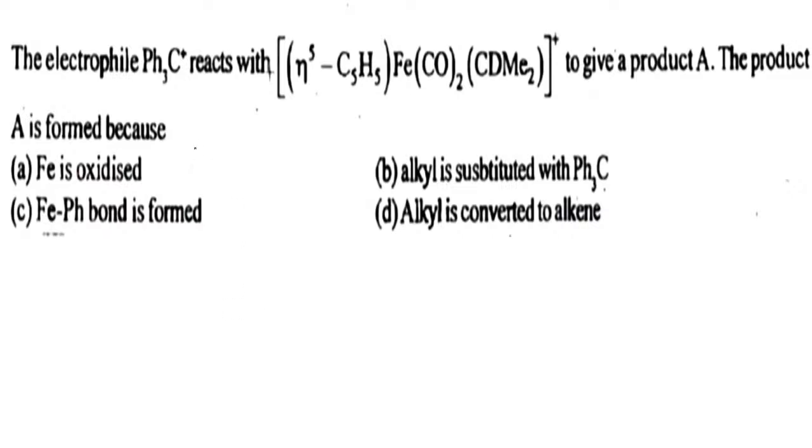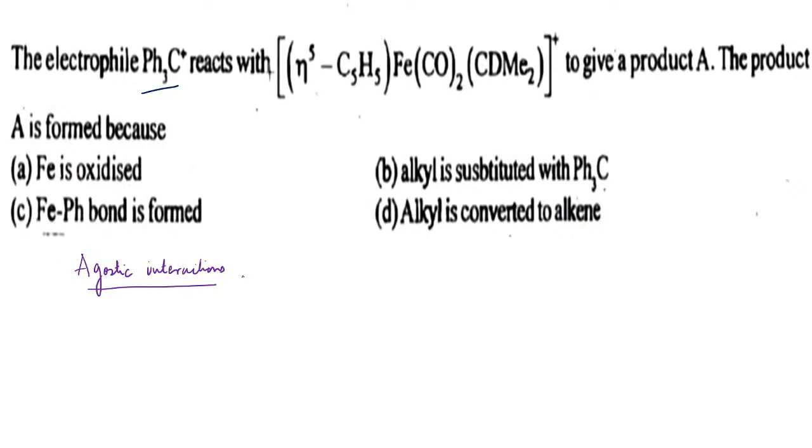So the question is: the electrophile Ph3C positive reacts with this complex to give a product A. The product A is formed because Fe is oxidized, alkyl is substituted with this ligand, an Fe-Ph bond is formed, or alkyl is converted to alkene. For this particular question, we should know one term, and that term is basically agostic interactions. From your answers, I can see that this concept is not clear, so we'll go into detail.